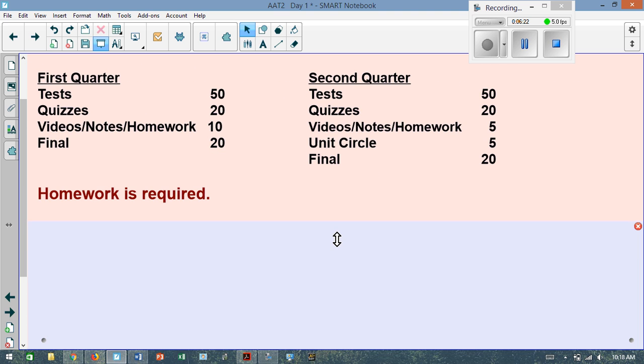It says homework's required. It's really not required. Breathing is required to live. Homework's not required, but highly recommended. You'll lose points if you don't do it, and probably won't do well on your quizzes if you don't do your homework. So highly recommended to get your homework done.